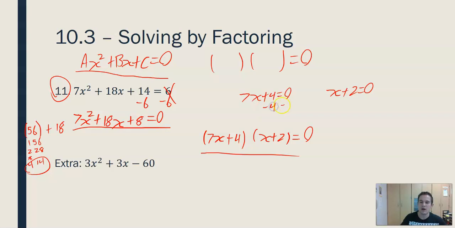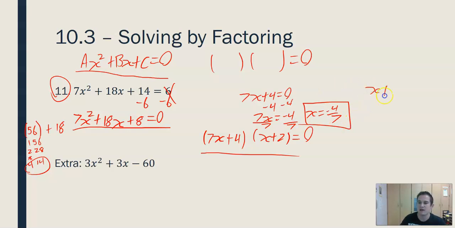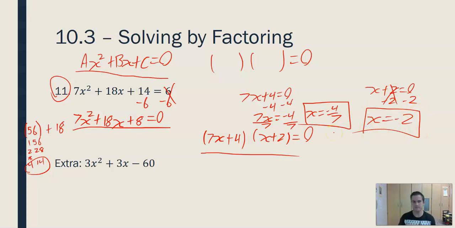So here I'm going to go ahead and subtract 4 on both sides, and then divide by 7. So x equals negative 4/7. That's one of my solutions. Here, let me rewrite this over here. x plus 2 equals 0. I'm going to subtract 2 on both sides and get x equals negative 2. So my two solutions are negative 4/7 and negative 2.